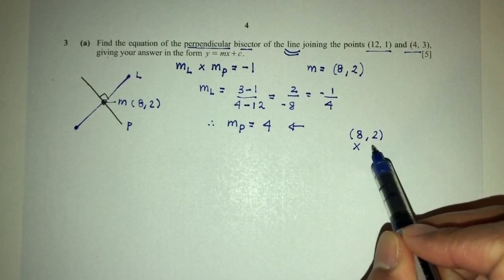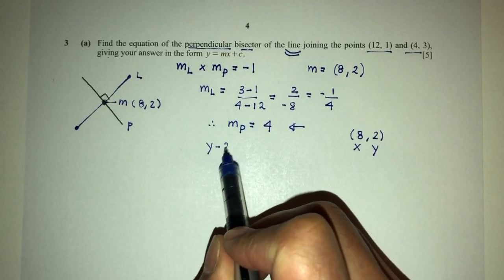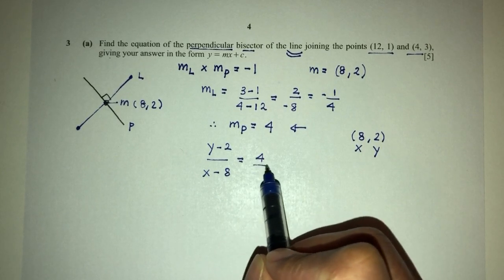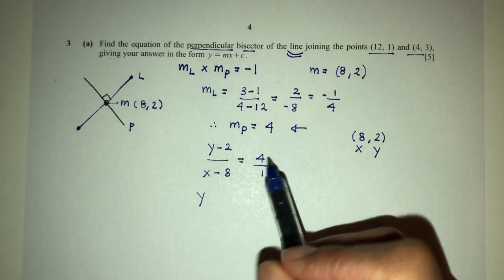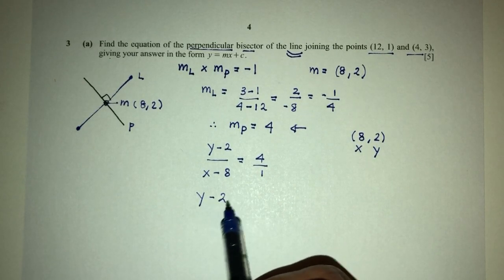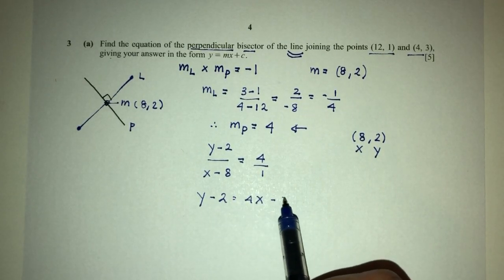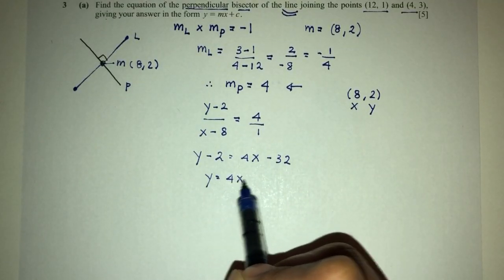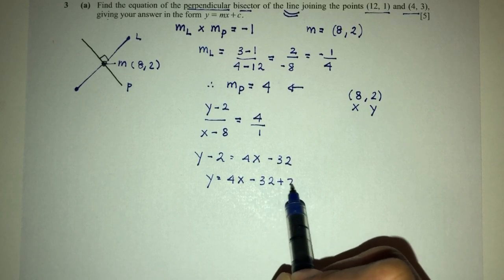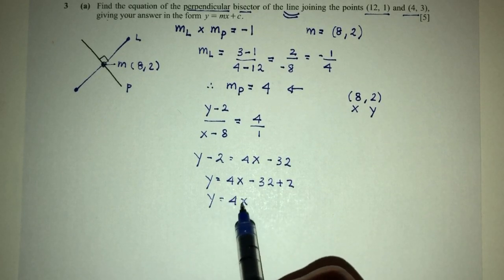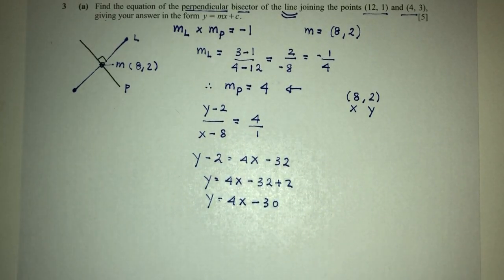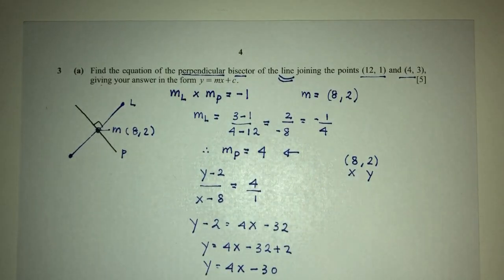That will be my x value, my y value. So y minus 2 over x minus 8 should be the gradient. Now cross multiply. This is of course y minus 2 equals 4x minus 32. That will be y equal to 4x minus 32 plus 2. So y will be 4x minus 30 for my answer. That will be part 1 in terms of mx plus c.